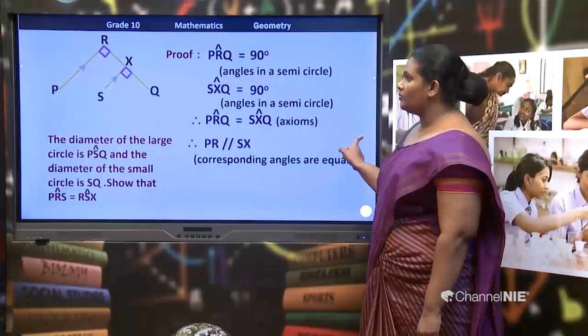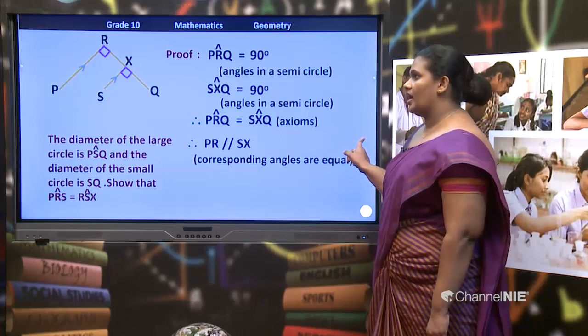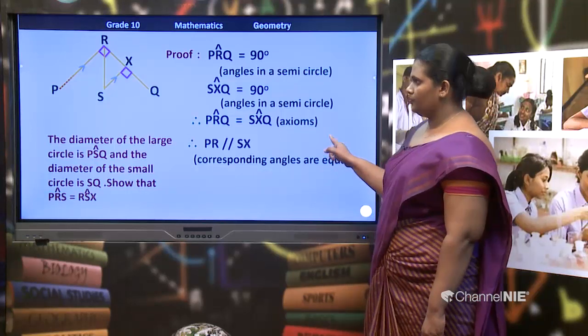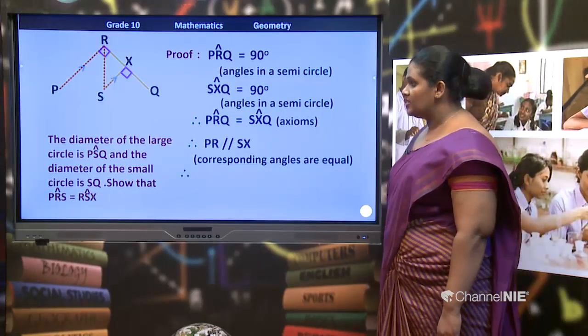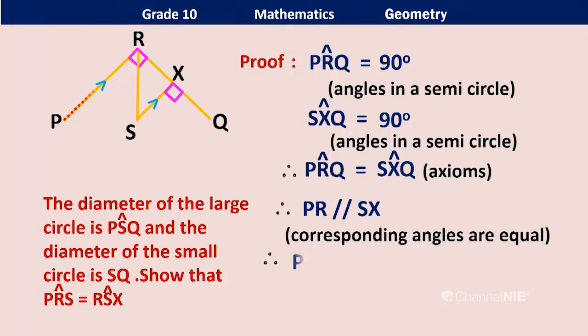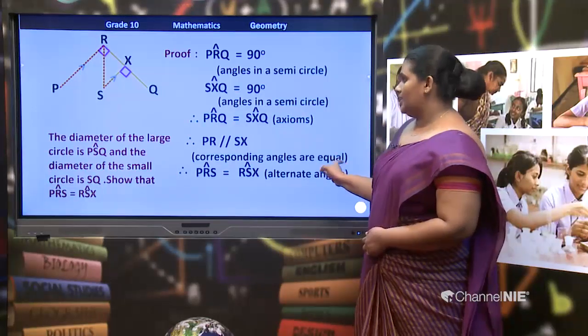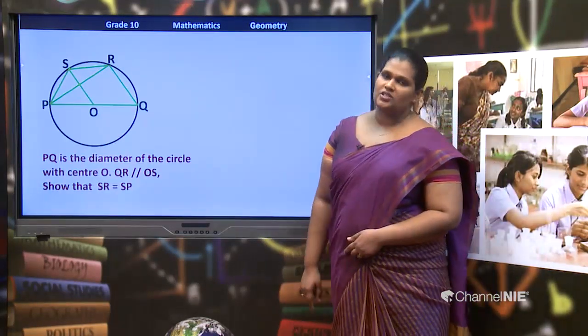Now, when we consider PR and SX as two parallel lines, we can join RS. Therefore, we can say angle PRS is equal to the angle RSX. The reason is those two are alternate angles. So, finally, we got the answer. We got what they have asked us to show. We will move on to another question.